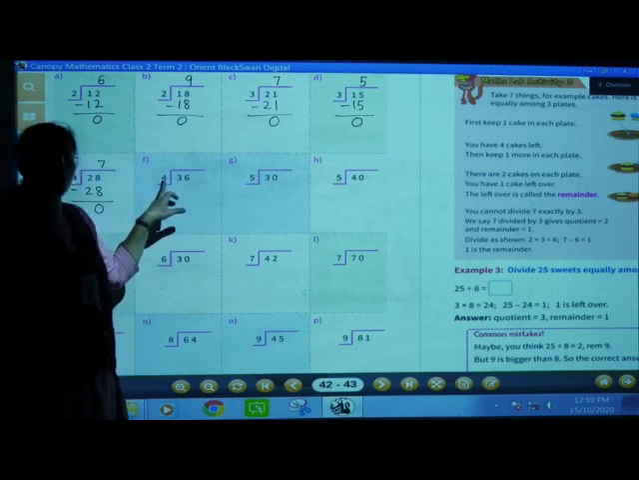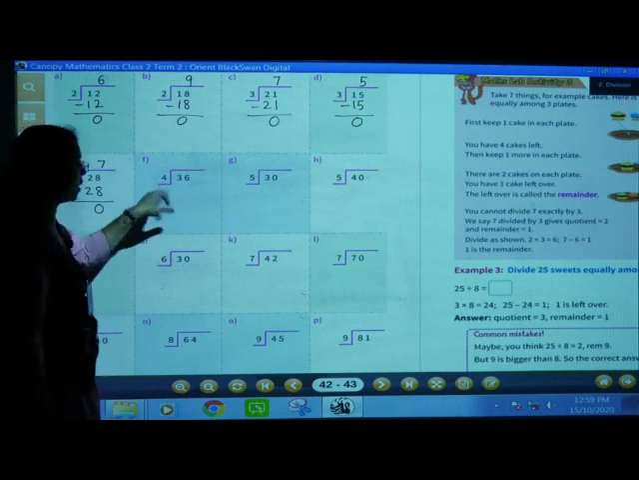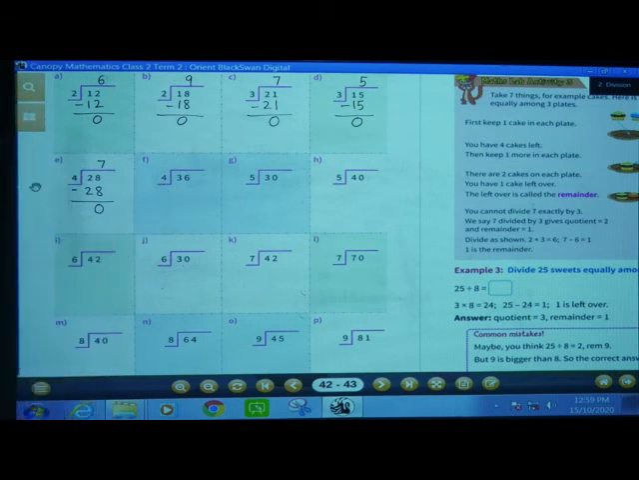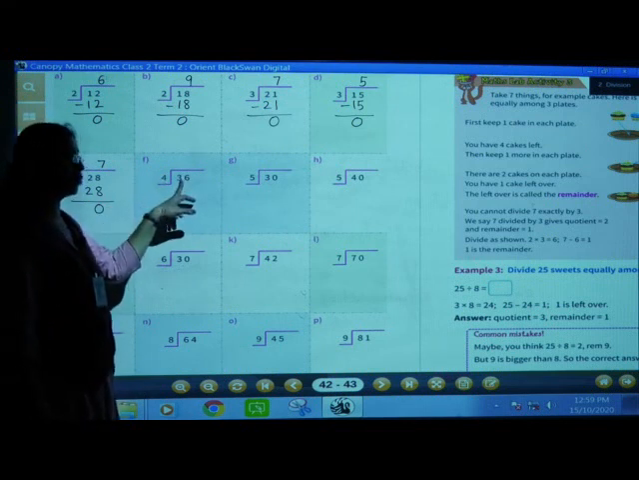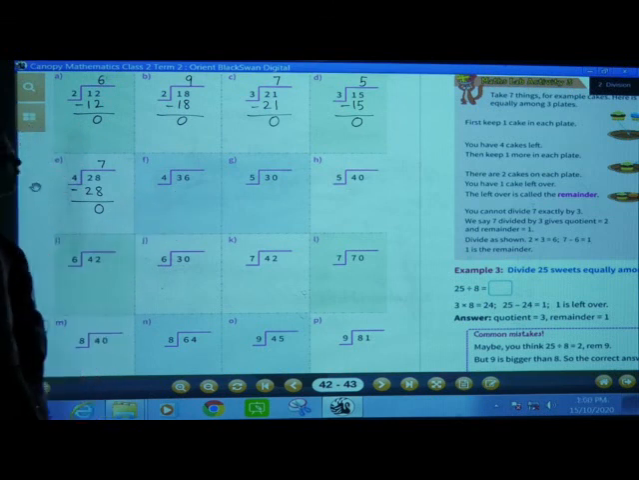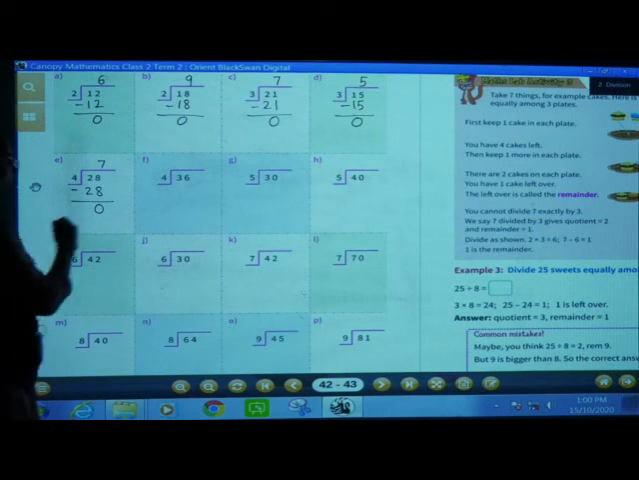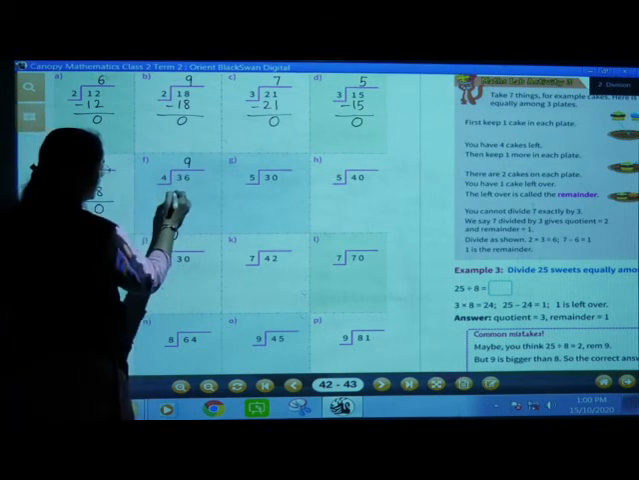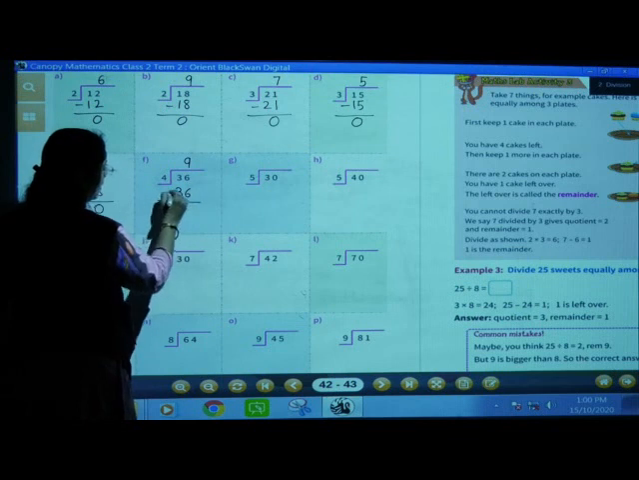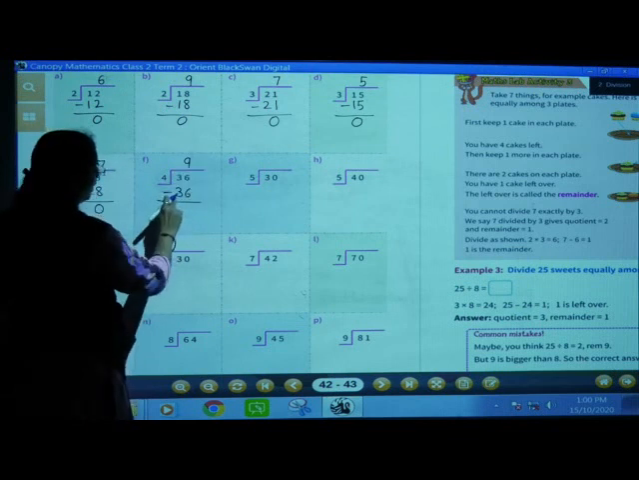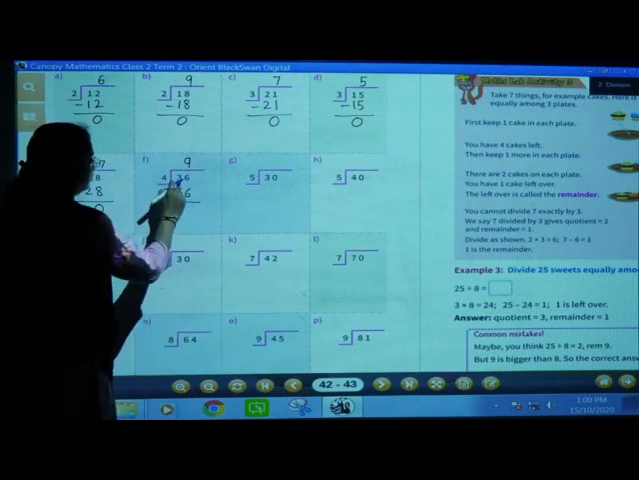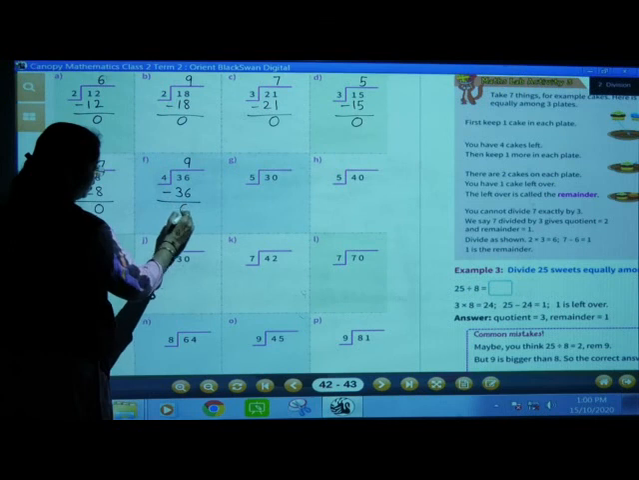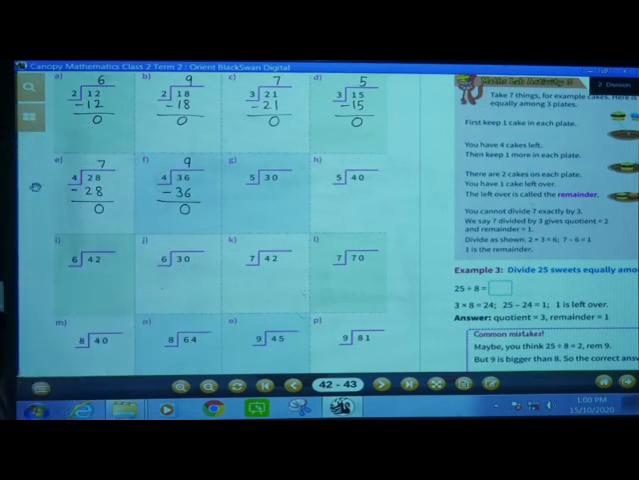4 ones are 4, 4 twos are 8, 4 threes are 12, 4 fours are 16, 4 fives are 20, 4 sixes are 24, 4 sevens are 28, 4 eights are 32, 4 nines are 36. Write 9 in the ones column and write 36 below this dividend. Then 36 minus 36, 0. 9 is the quotient.